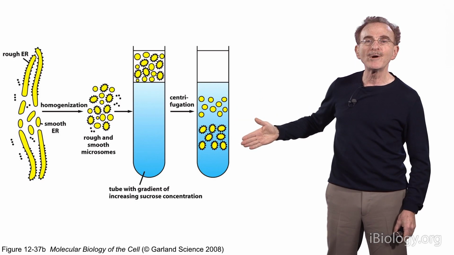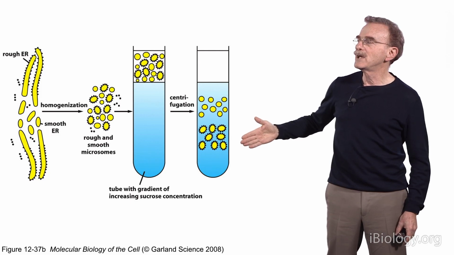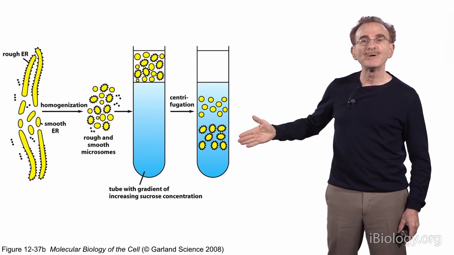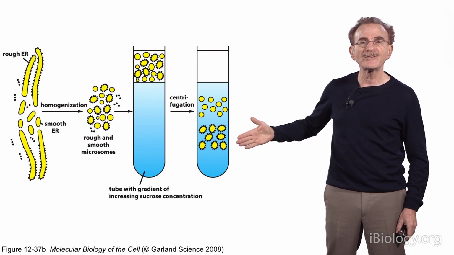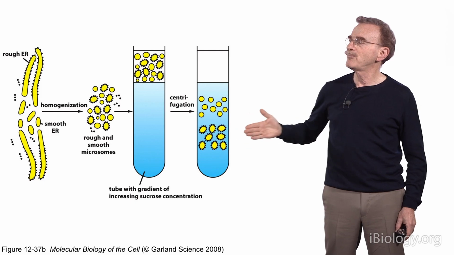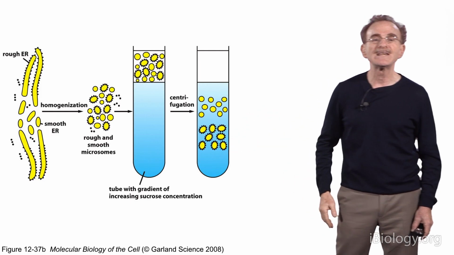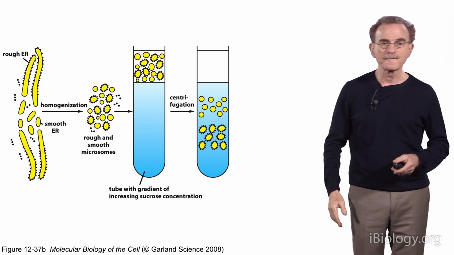This high buoyant density fraction is a relatively enriched source of membranes that have ribosomes, and as you'll see, have the ability to take protein molecules that are destined for secretion and pass them across the membrane into the clear interior space of the organelle.